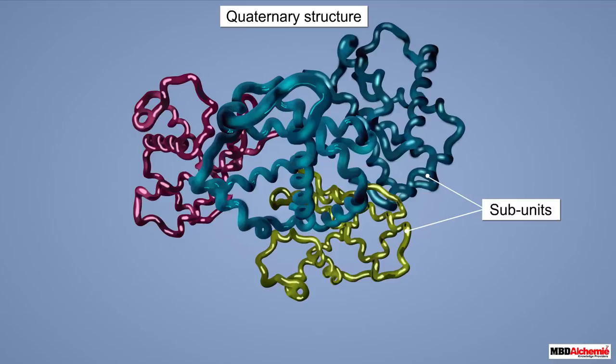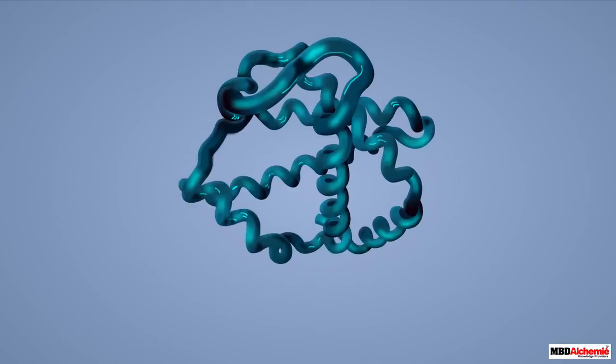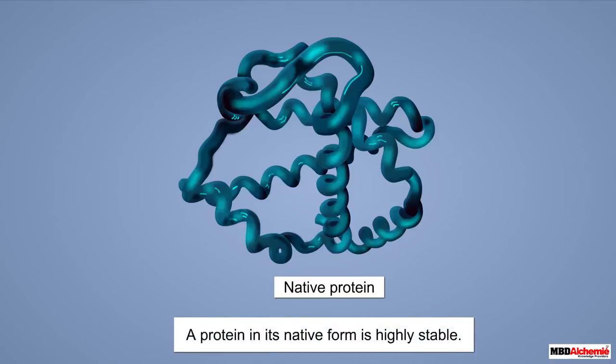So we have seen that proteins are specific in their structure. Other than this, proteins are specific in their biological activity too. The natural state in which a protein occurs is its native state, and a protein in its native state is called a native protein. A native protein is highly stable.